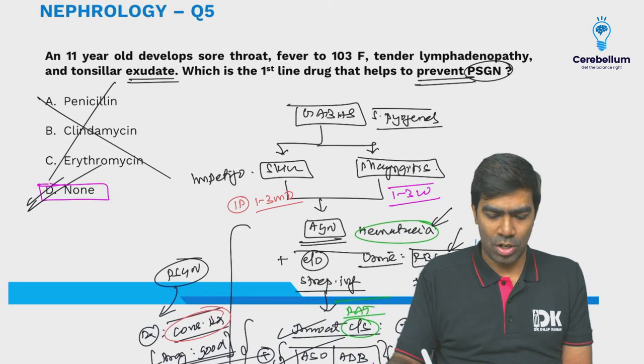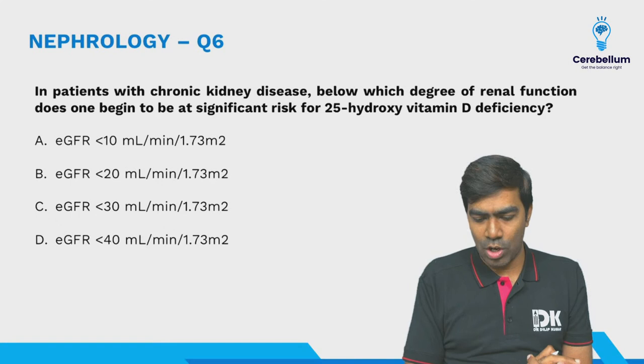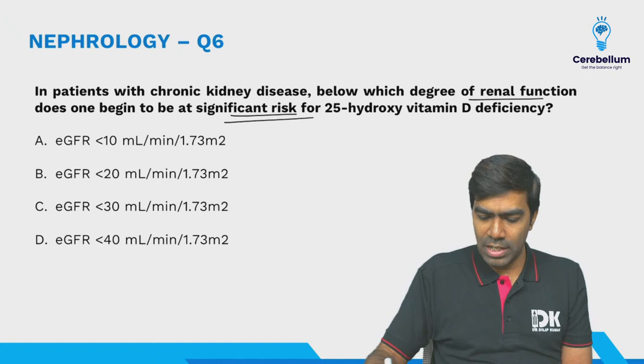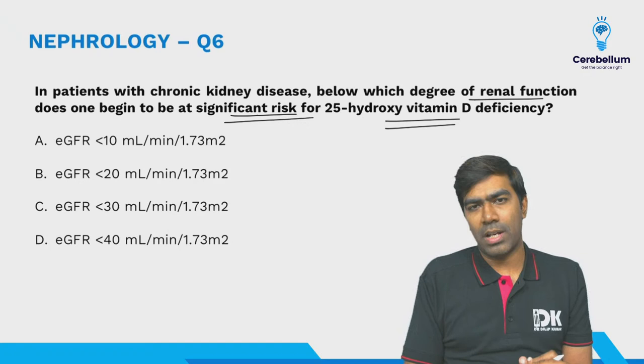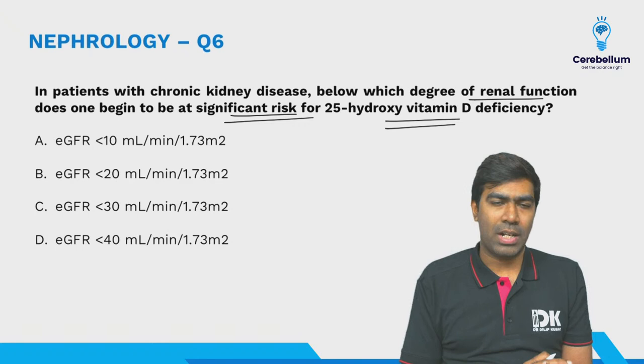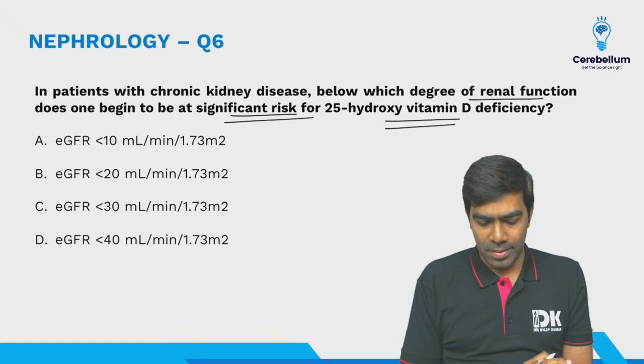Coming to question number 6: in patients with chronic kidney disease, below which degree of renal function does one begin to be at significant risk of 25-hydroxyvitamin D deficiency? You know the problems that occur in chronic kidney disease. I'm asking at what point the patient will have severe vitamin D deficiency, that is, active vitamin D deficiency. Whether at eGFR of less than 10, or eGFR less than 20, or eGFR less than 30, or eGFR less than 40.